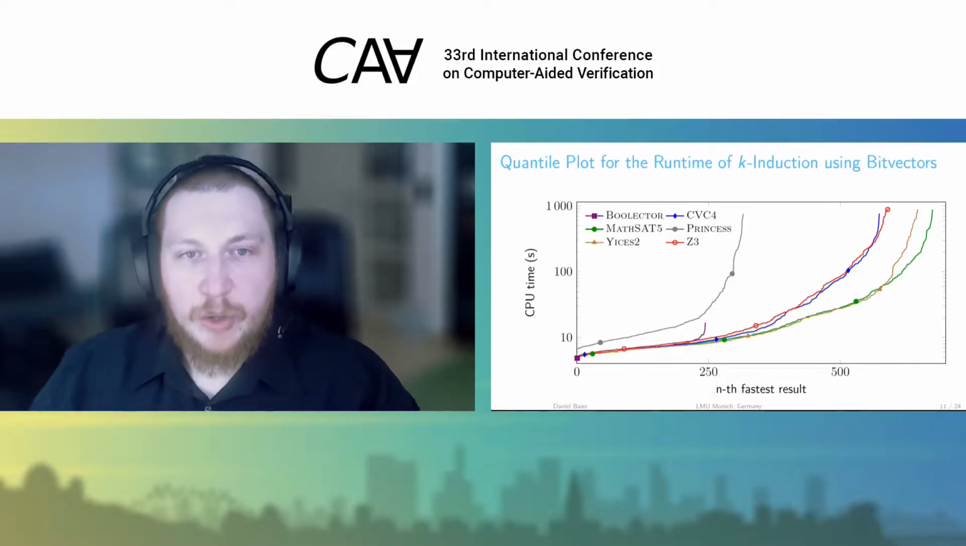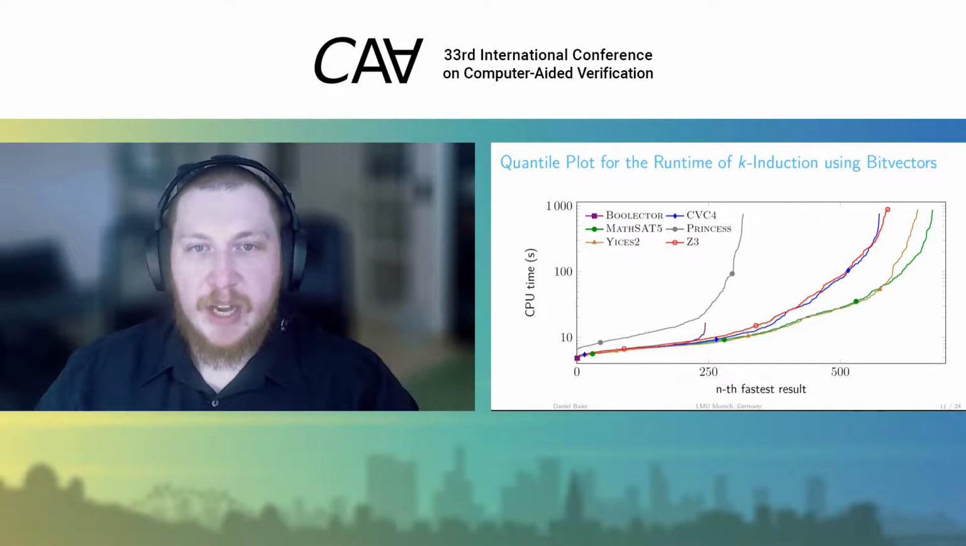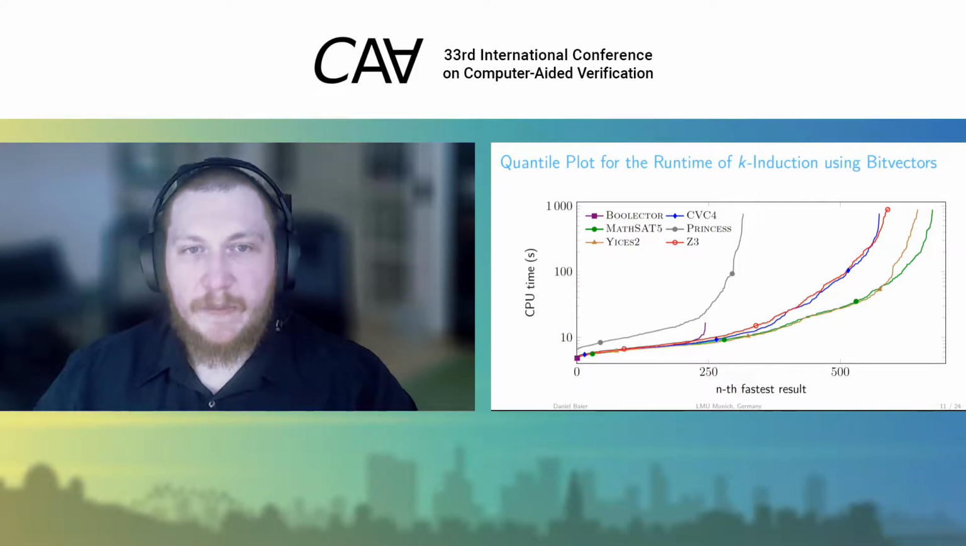In the now shown quantile plot, the CPU time of the solvers is compared for k-induction using bit vectors. It is sorted by the nth fastest results such that the tasks taking the longest are on the right-hand side. Note that this means that just because two solvers behave similar on this plot, they do not have to behave the same on a particular task. But we will go into detail about this in a moment.